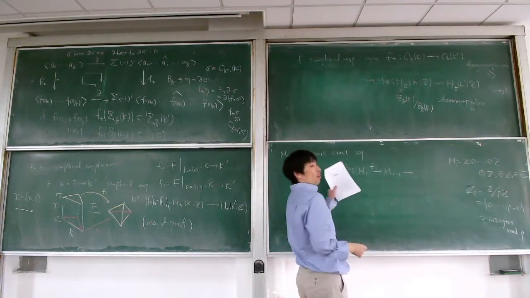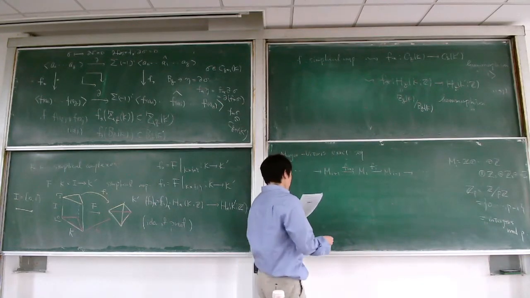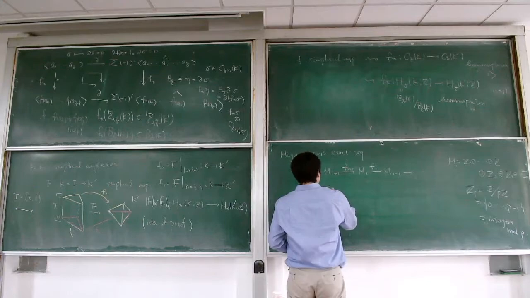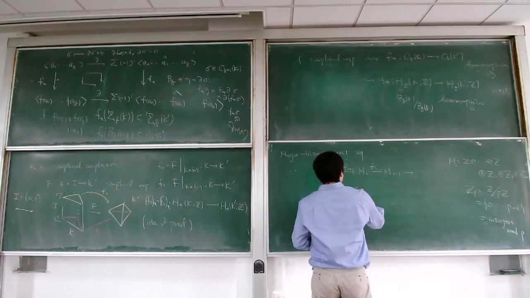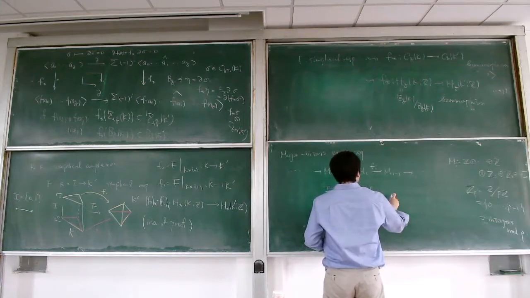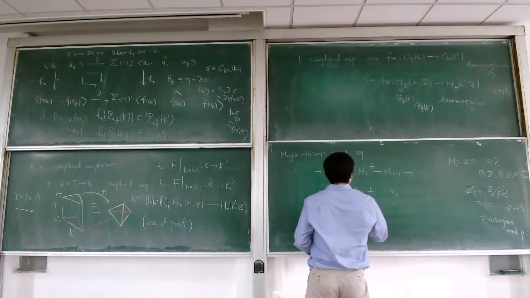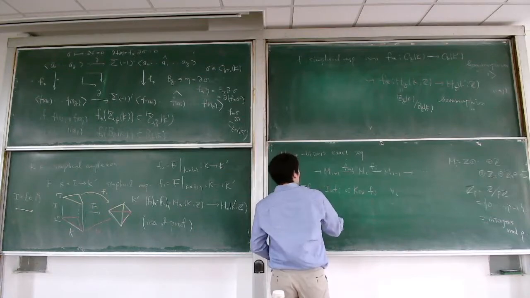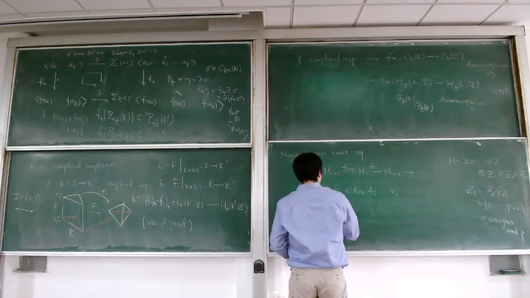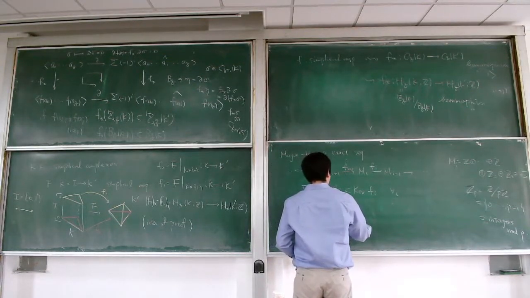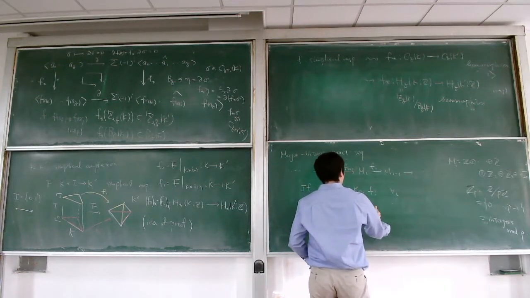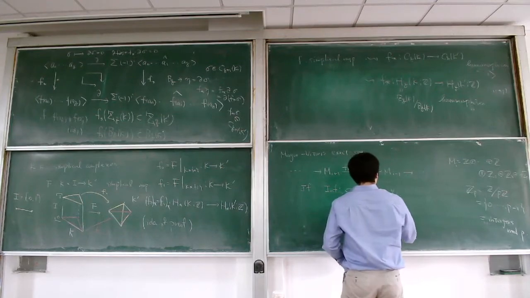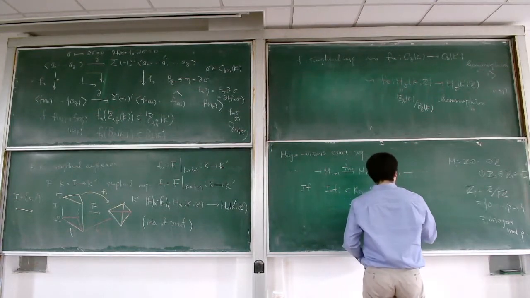And F is a homomorphism. If the image of F_i is included in the kernel of F_{i+1} for any i, if this is the case, then it is called an exact sequence.